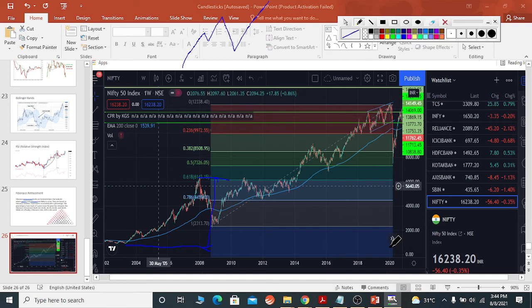So first of all, any doubts in understanding Fibonacci retracement and how it works? If it's not clear, I'll explain it again. Is it clear to everyone? I see only 2 or 3 people are answering. Okay, I'm assuming it's clear to all of you.